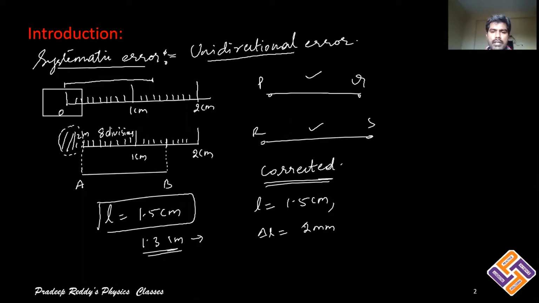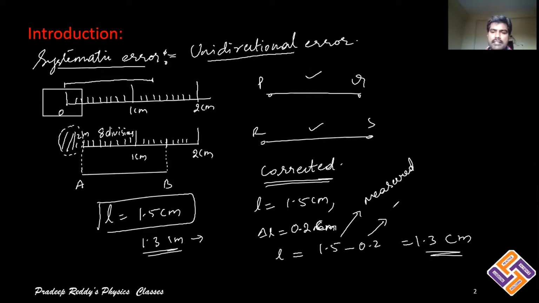Right? So that is 0.2 centimeter is the broken part. Now in order to get the correct measurement, what will you do? L is equal to 1.5 minus 0.2, which is equal to 1.3 centimeter. Is it not? What is this 1.5? It is the measured value. And what is this 0.2? This is the correction.